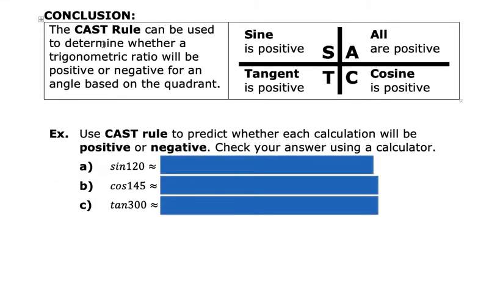A summary of our findings is the following. The CAST rule can be used to determine whether a trigonometric ratio will be positive or negative for an angle based on the quadrant. So CAST is the way that we write it on the Cartesian plane. A stands for all ratios are positive in quadrant 1. Sine is positive in quadrant 2. Only tangent is positive in quadrant 3. And only cosine is positive in quadrant 4.